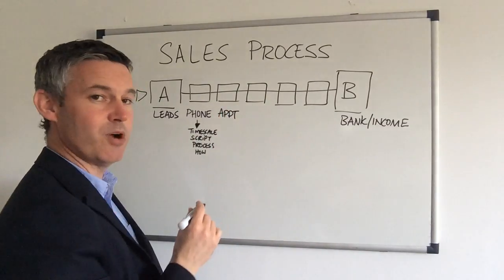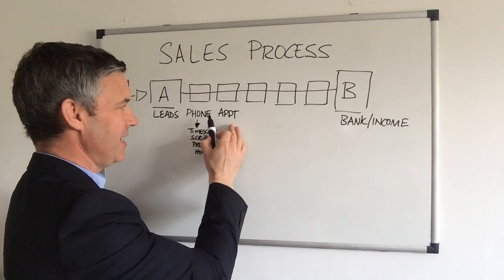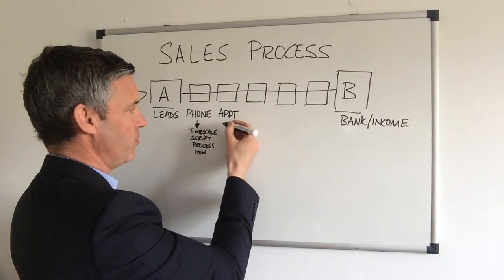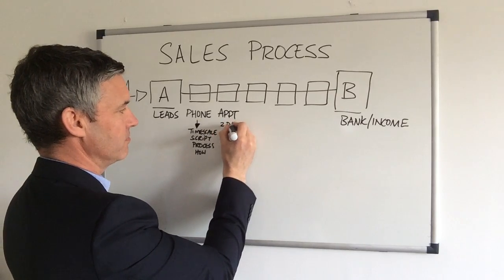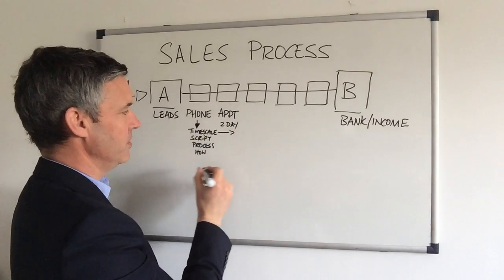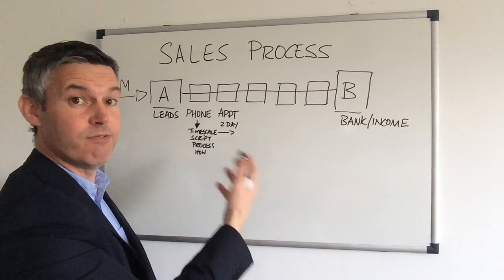And if you can't see my writing, feel free to zoom in. But we've got the appointment here, so we've booked an appointment. It's then what happens at this appointment. So is this appointment booked in within, say, 2 days? How quickly do we see them in terms of the time scale? And when are we going to see them during the week, for example?